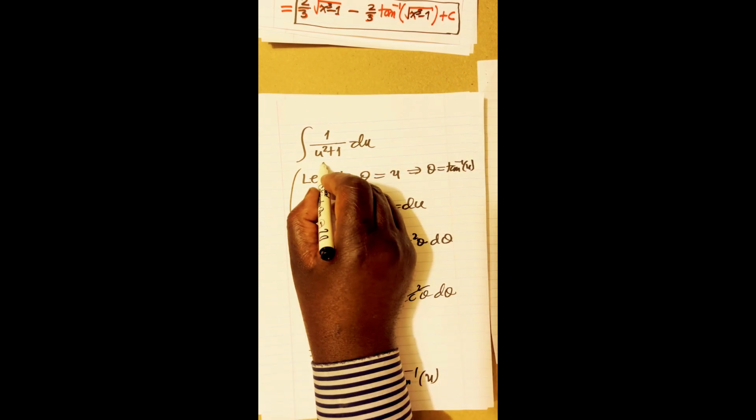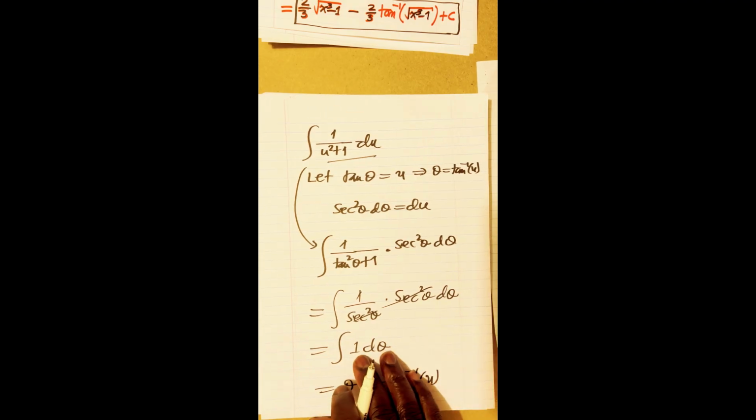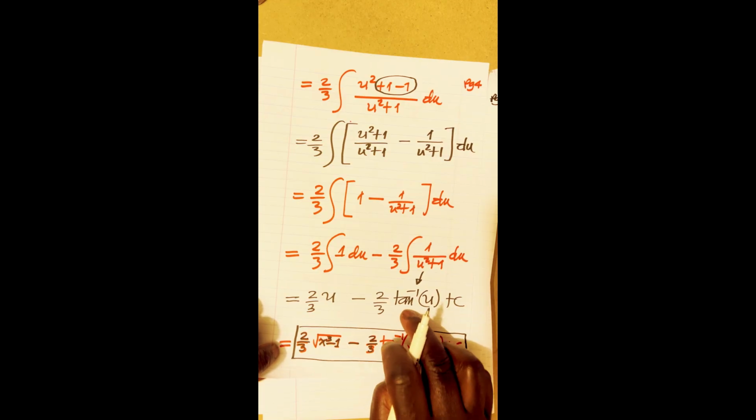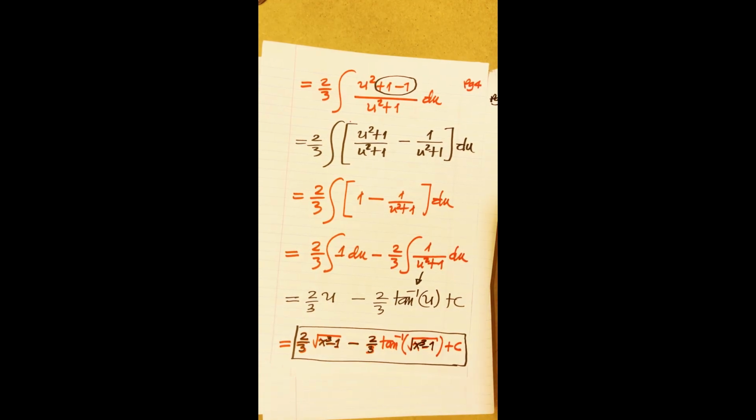So where are we coming from? We're coming from that, and our final solution is this. This is why over here, that should give you that. All right, so this is how you evaluate this integral here, where we're coming from.